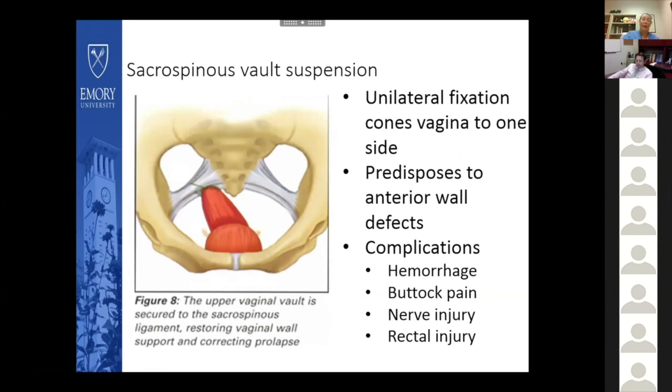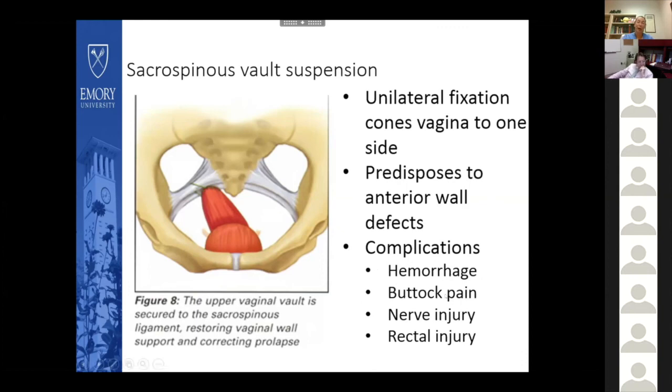So most people do not have enough vaginal length to do this bilaterally. If you were able to do it bilaterally, you would not cone the vagina to one side, but as you can imagine, you'd have to have a pretty stretchy, long vagina in order to do this. So most of the time, this does cone your vagina to one side, which predisposes you to anterior vaginal wall defects. Complication, hemorrhage. This is not an area you can see very well, and it is super vascular, so it bleeds a lot.